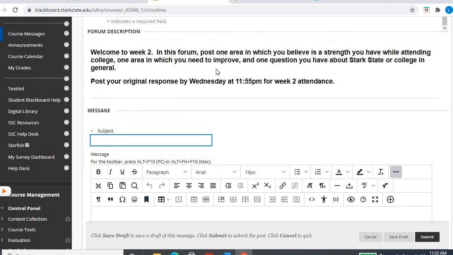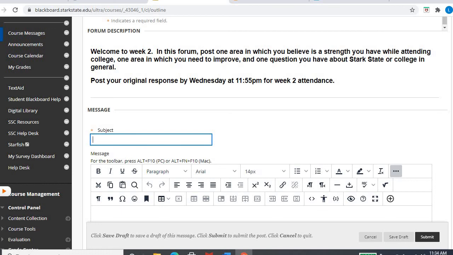And there it is. So in this forum, post one area in which you believe is a strength while attending college. So that means, are you motivated? Do you have great time management skills? Do you have good computer skills? Whatever that might be. One area you need to improve. Is your note-taking lacking? Are you kind of wavering in dedication or motivation? What about your attendance, if you're taking online or face-to-face classes? And then one question you have about Stark State specifically, or maybe just college in general. And that's what you'll post in here.